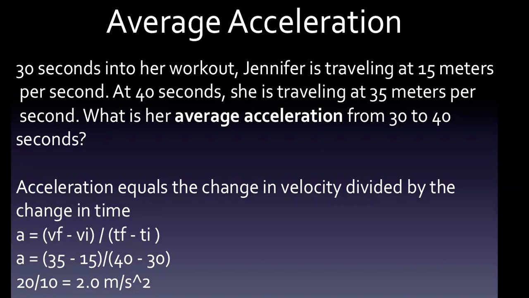So she started off traveling 15 meters per second, 30 seconds into our workout, but then 40 seconds into the workout, she's traveling at 35. So we just go 35 minus 15, right? And that's going to be the change in velocity, so that's going to be 20. And then the change in time is just going to be the 40 minus 30, which is 10. And then you can see down there at the bottom, we have 20 divided by 10, and that's going to end up being 2 meters per second squared.